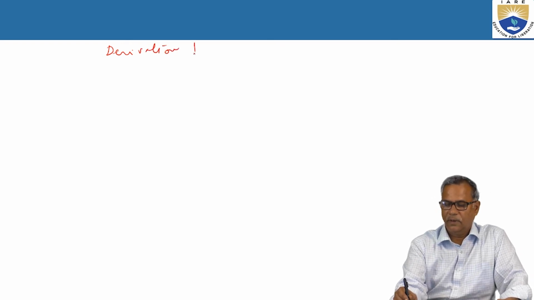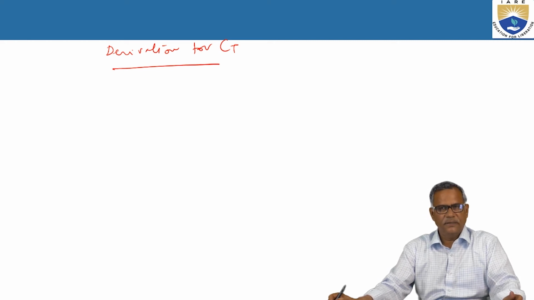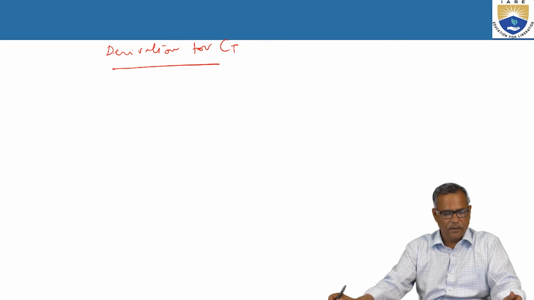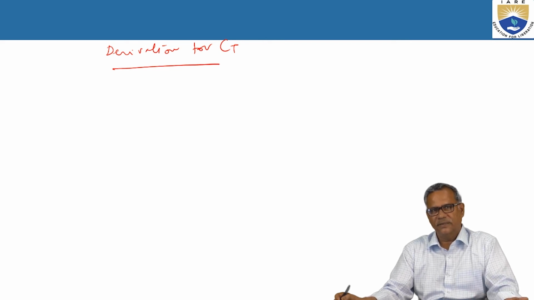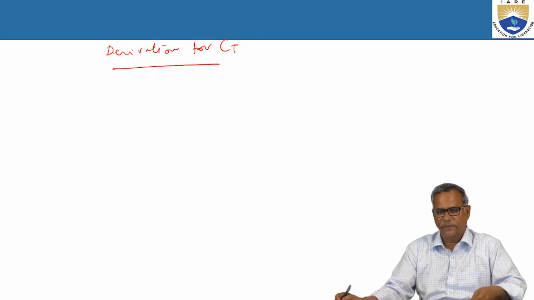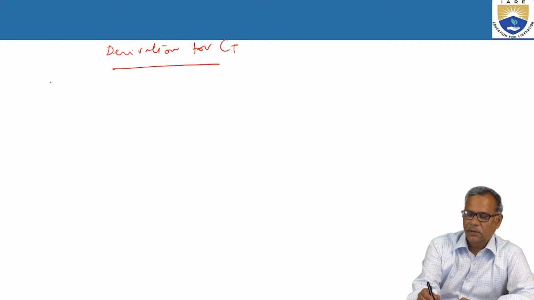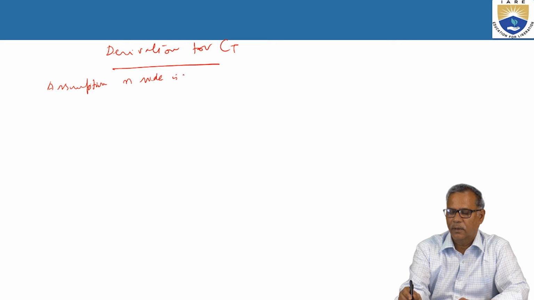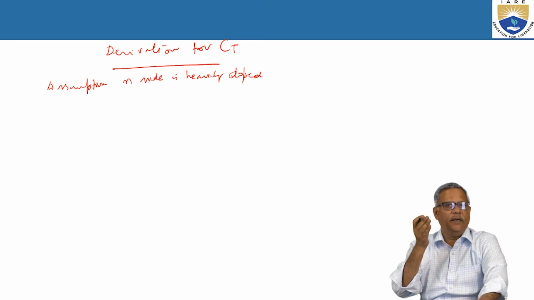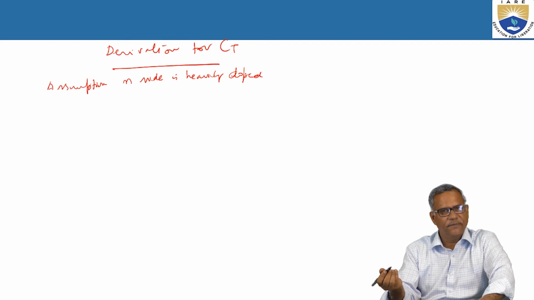Derivation for Ct. Ct is nothing but the transition capacitance. In this case, let us consider a PN diode which is not uniformly doped. Let us assume that the N side is heavily doped. Earlier we assumed that the P side is heavily doped. Now let us do the calculation for the transition capacitance with the N side heavily doped. So when the N side is heavily doped, what happens? The depletion region spreads more into the P-type region, and WP is approximately taken as the width of the depletion layer.